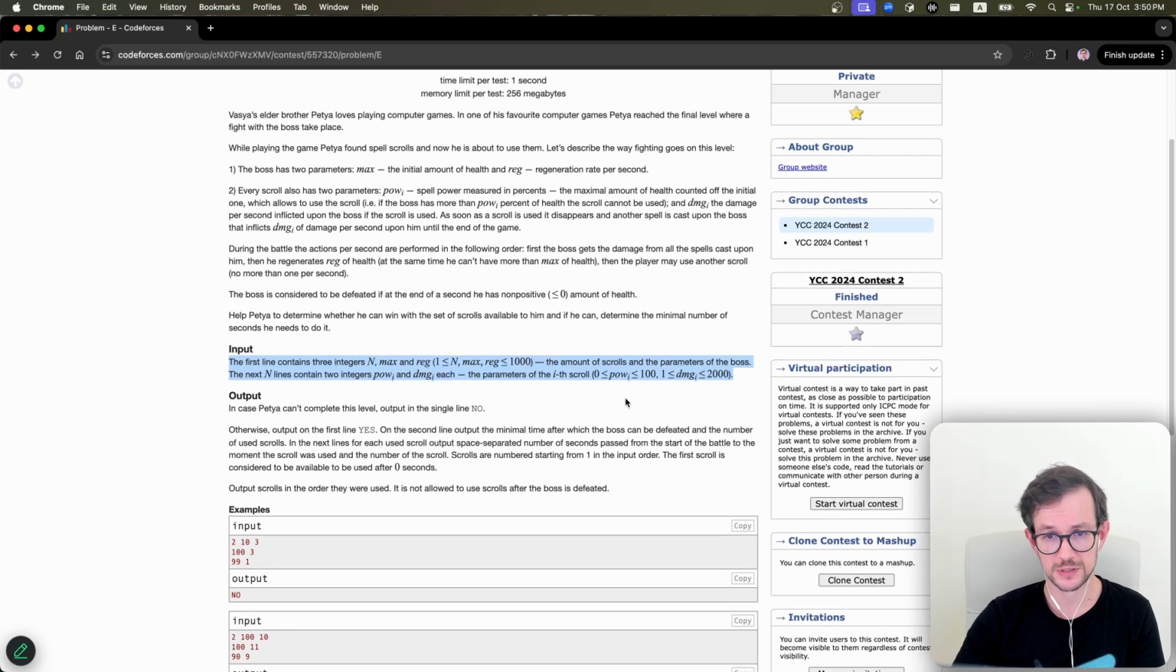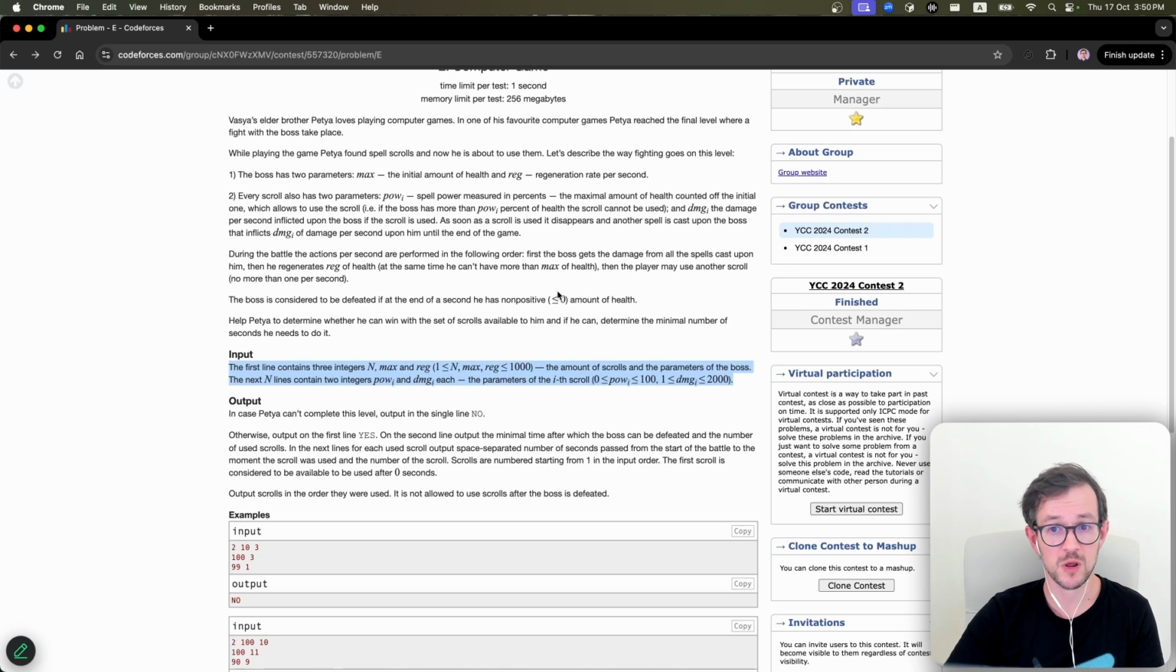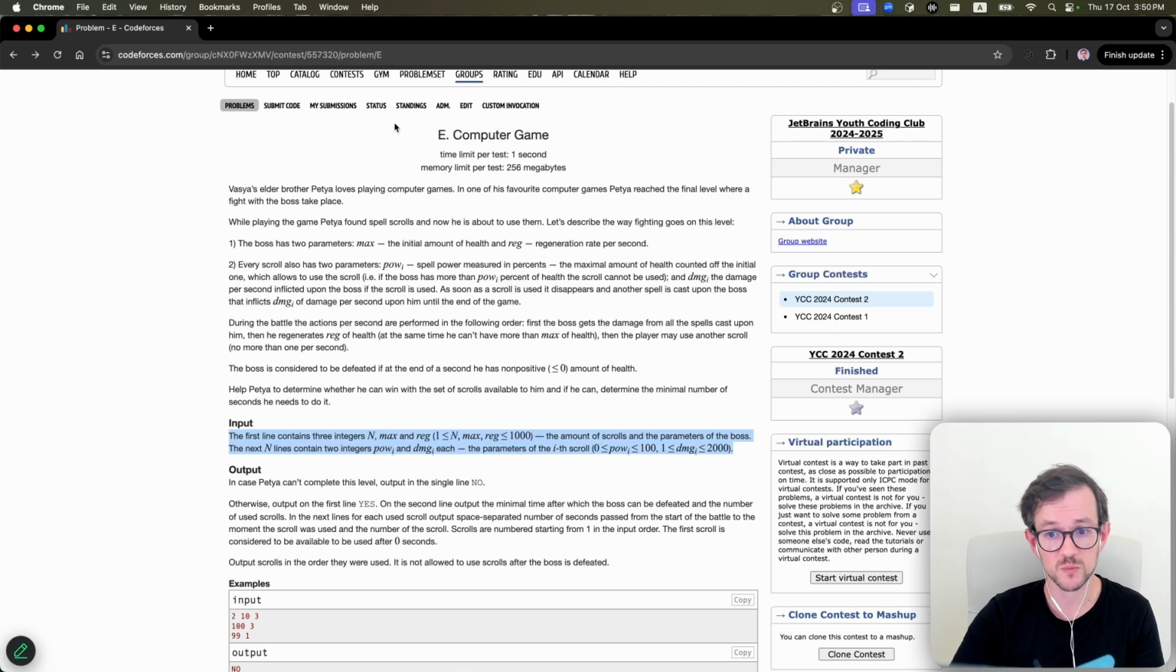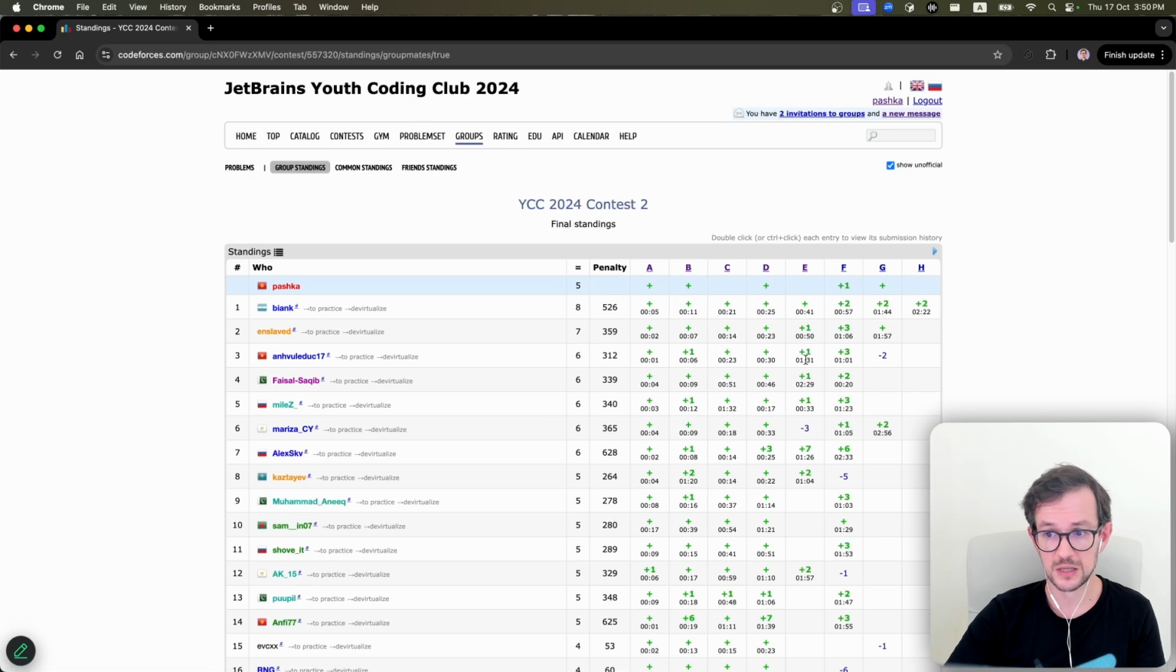Just simulate every second. Check how much health the boss has. Which spells can you cast? Select the spell that will deal maximum damage. Apply this damage. Continue. It's just a normal implementation problem actually. You read the statement, understand what's going on, implement it. Nothing that interesting.